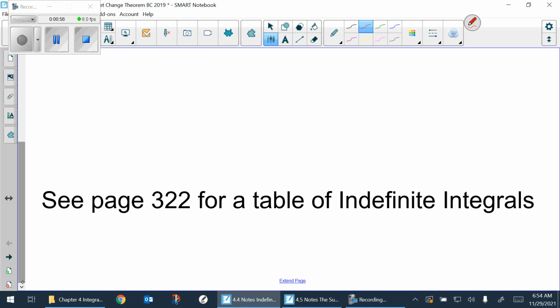On page 322, you can look and see a table of indefinite integrals. It's the same as a table of integrals. It's just that the roles of the derivative and antiderivative kind of switch roles from previous derivative tables. So very similar table to what you've seen before in terms of derivatives, just kind of in reverse order.